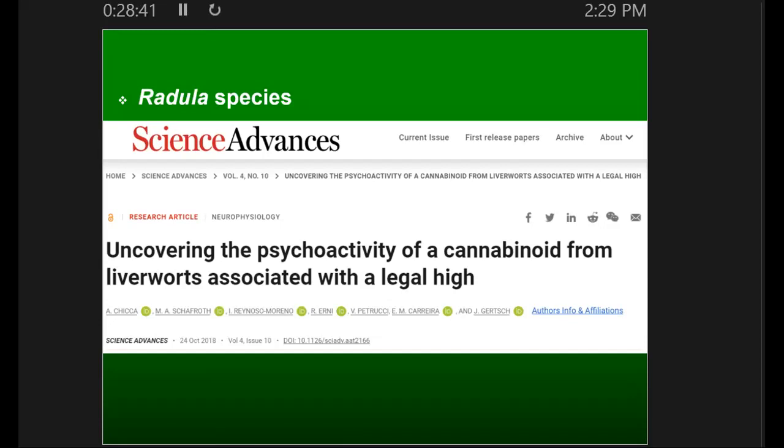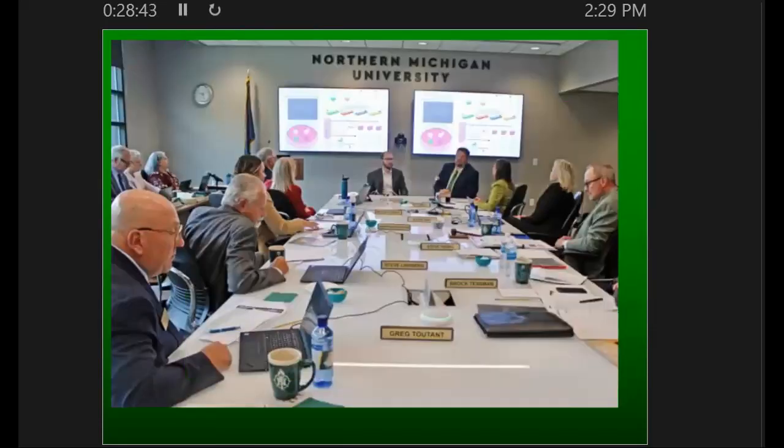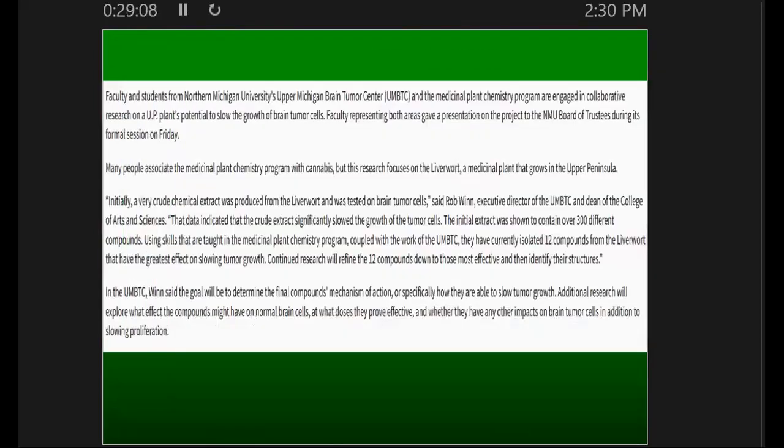You may have heard that Dr. Wilson has been doing work here at NMU in the chemistry department with liverworts. That's him on the left there in the back. That's Dr. Wilson and Matt Jennings, I think, where they were presenting their research to the Board of Control here, or Board of Trustees, I think is the way we talk about it now. They were talking about this particular Radula complanata liverwort.